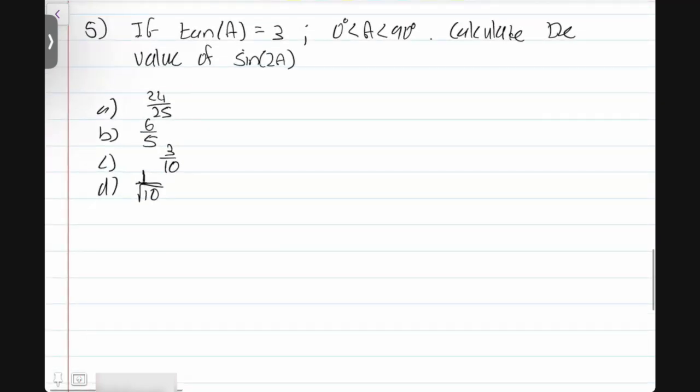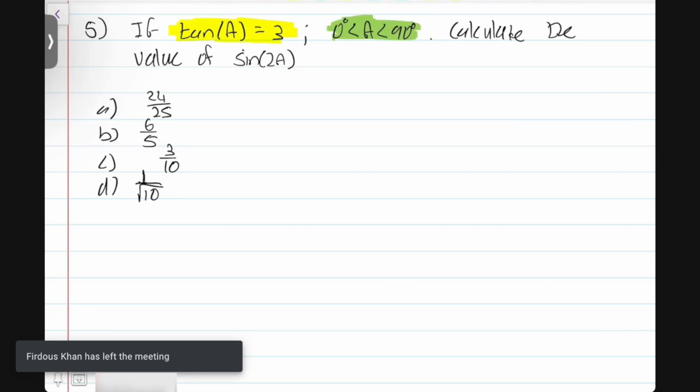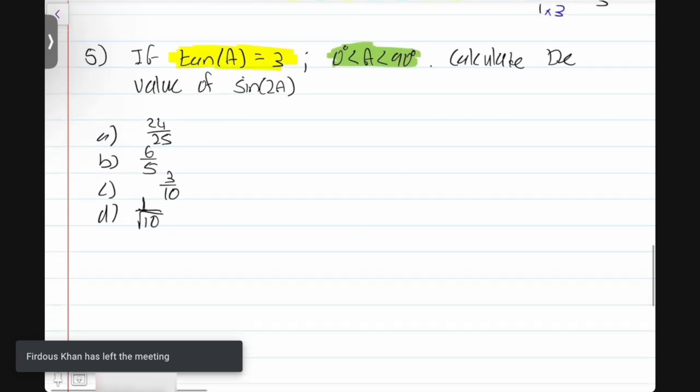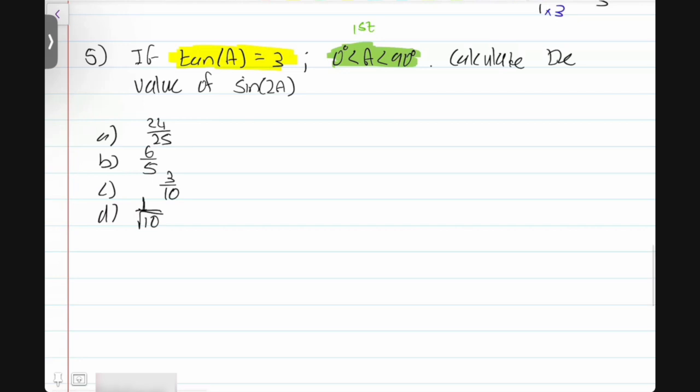Question 5 says that if tan of angle A is equal to 3 and A is between 0 and 90, it's basically saying that it's in the first quadrant. And it's asking us to find the value of sine of 2A. So please go and attempt that there. You guys should be okay.